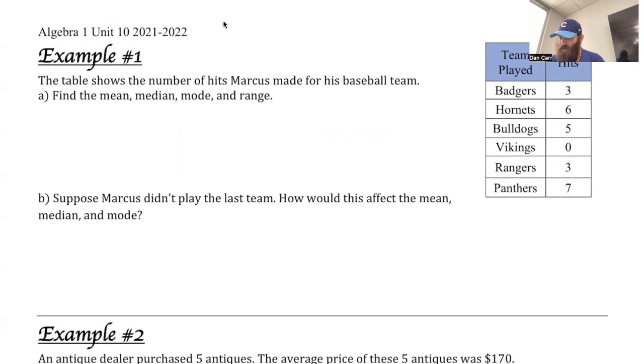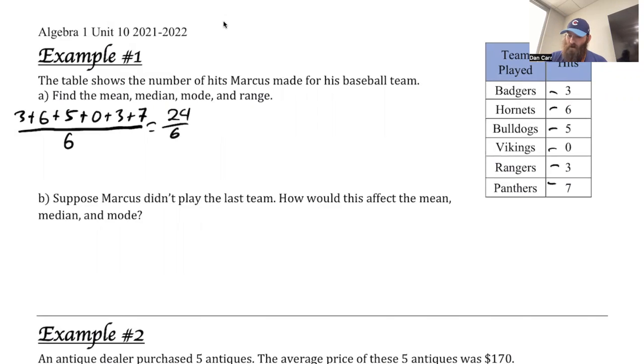So the table here shows the number of hits Marcus made for his baseball team. Find the mean, median, mode, and the range. So for the mean, we're going to just add all these numbers. So we got 3 plus 6 plus 5 plus 0 plus 3 plus 7. But then all those are going to be divided by how many I have. So I have 1, 2, 3, 4, 5, 6. So we're going to add these up. 3 plus 6 is going to give me 9, plus 5 is 14. It's going to be 24 over 6. So my mean is going to be 4.